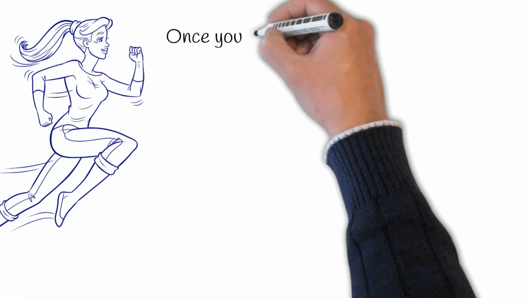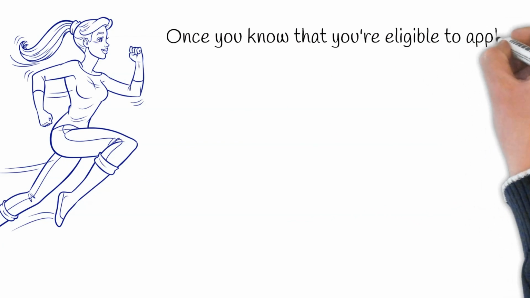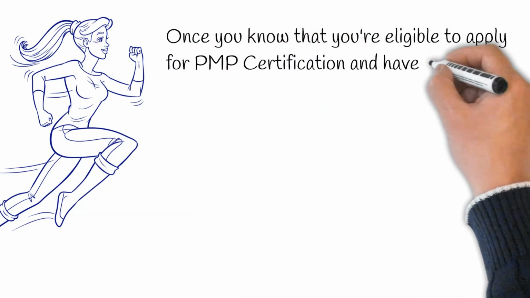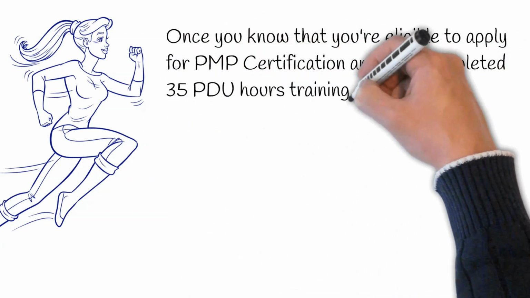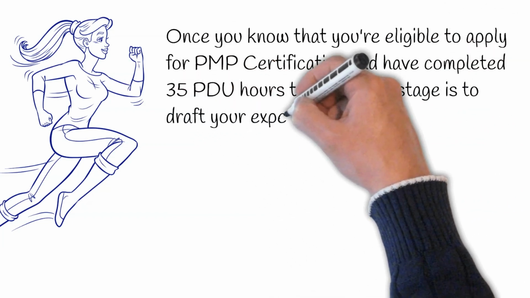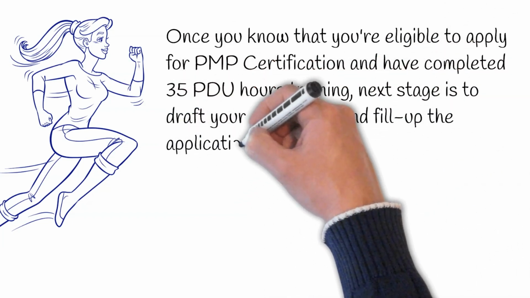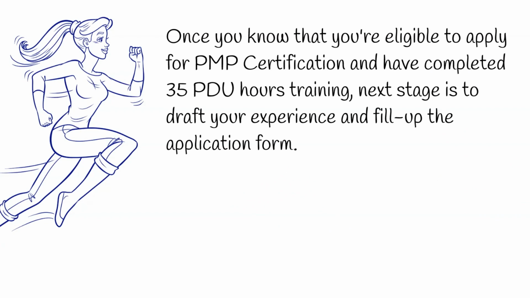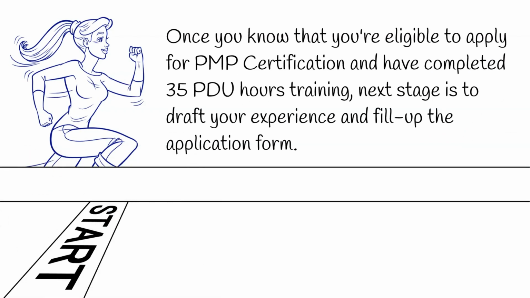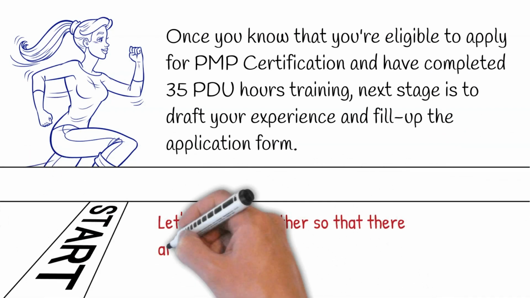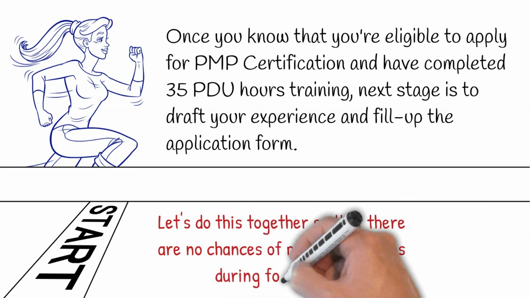Now let's talk about what will happen once you know that you are eligible to apply for PMP certification and you have already completed your 35 contact hours of training. The next stage is that you need to draft your experience and fill up the application form. Let's do this together so that there's no chance of making mistakes while filling the form. Let's get started.